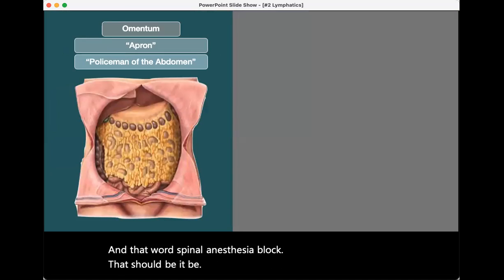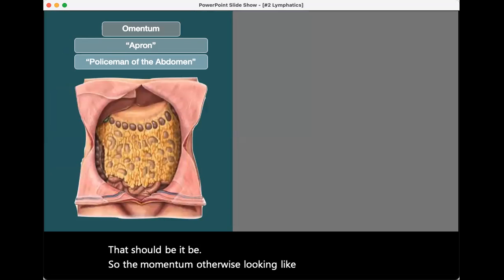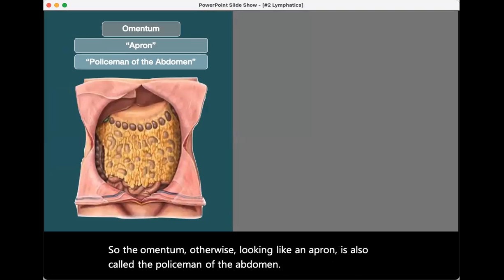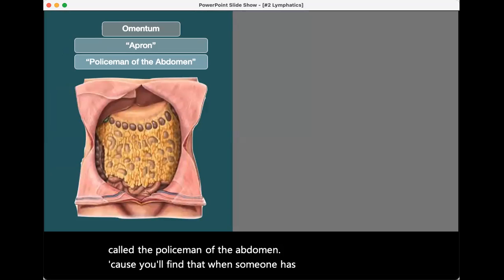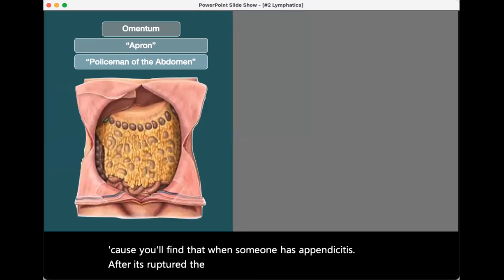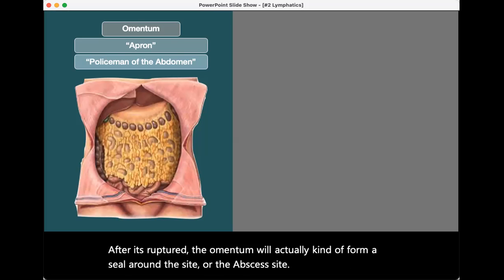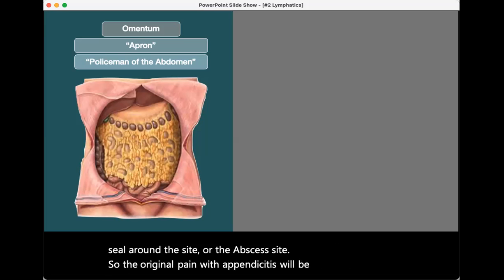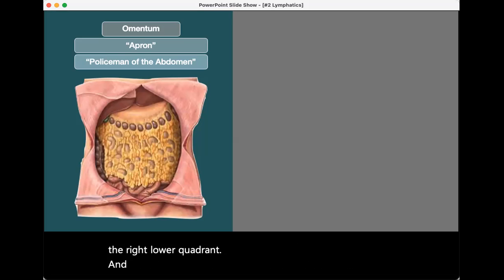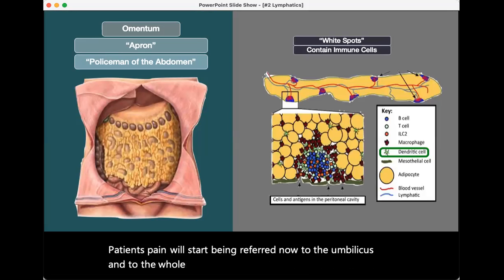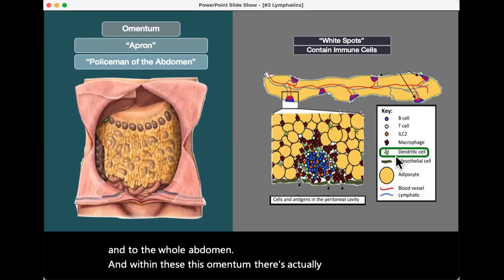So the omentum, otherwise looking like an apron, is also called the policeman of the abdomen. Because you'll find that when someone has appendicitis, after it's ruptured, the omentum will actually form a seal around the site or the abscess site. So the original pain with appendicitis will be, for instance, in the right lower quadrant. And after a while, after this infection starts to grow, the patient's pain will start being referred now to the umbilicus and to the whole abdomen. And within this omentum, there are actually dendritic cells, B cells, T cells, macrophages, all of this.